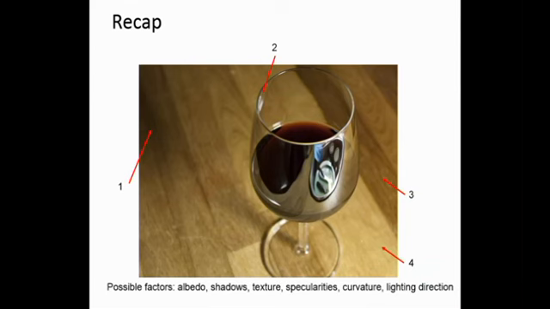So actually it looks like there might be more than one light source. So you can figure out from these specularities potentially, if you can estimate the angle of the glass, where the light sources are in the scene.